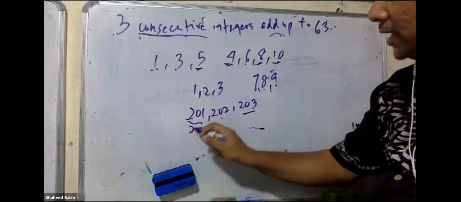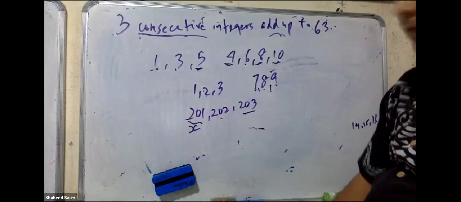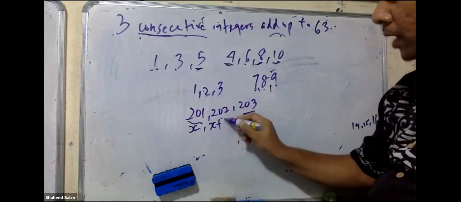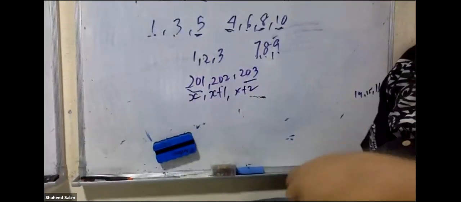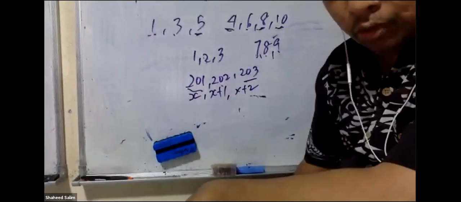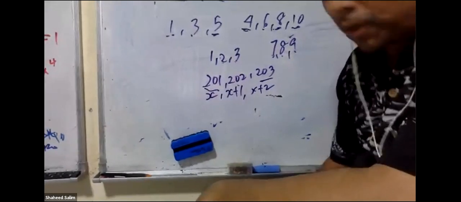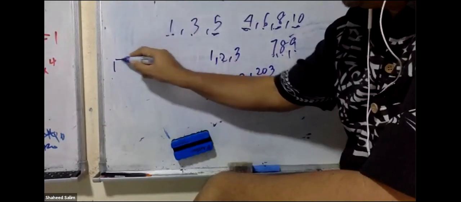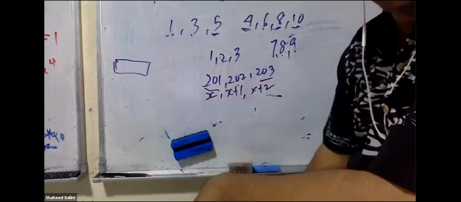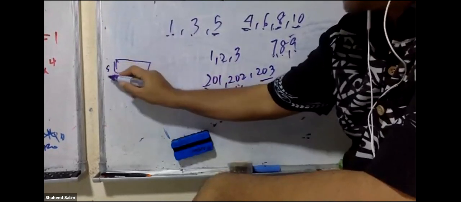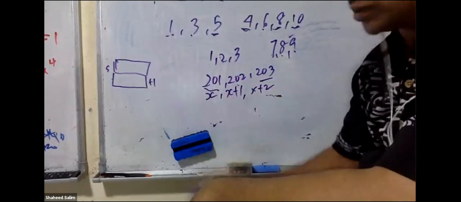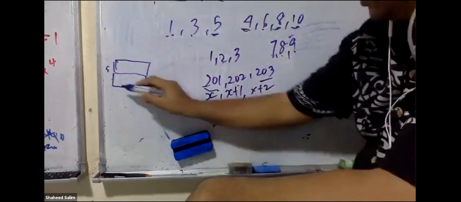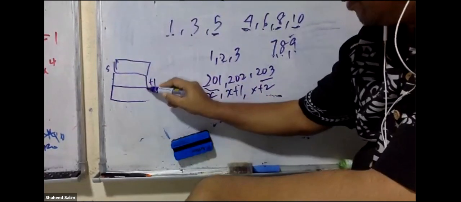So if I let the smallest number be x, then this one will be x plus 1. This one will be x plus 2. Now, if you're confused, I'm going to relate this with your knowledge from primary school. The smallest one, 1 rectangular cube, smallest number x. The next number, 1 rectangular cube, but plus 1, because for the next number you must plus 1. And the next number after that, the same unit, plus 2.